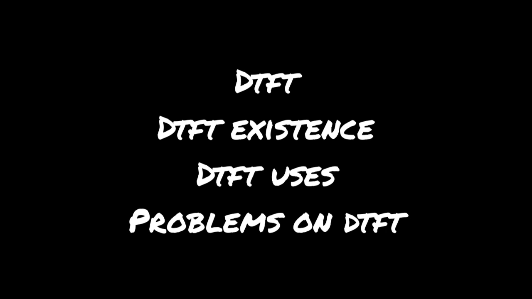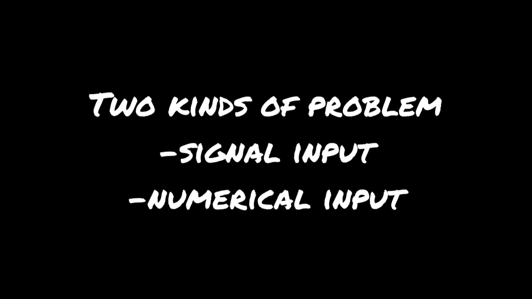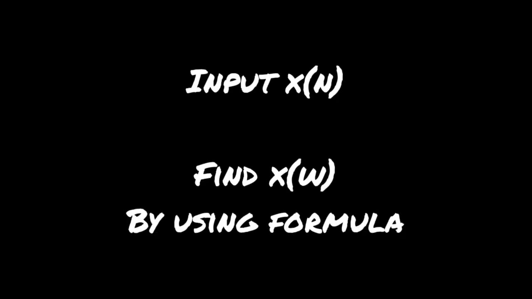In this session, I discussed what DTFT is, DTFT existence, and DTFT uses. Finally, on problems, I solved two kinds of problems. One gives only a signal input and the next gives a numerical input. From an exam point of view, simply x of n is given in the question and we have to find x of omega. For that, we know x of omega is equal to summation of n equal to minus infinity to infinity of x of n e power minus j omega n.